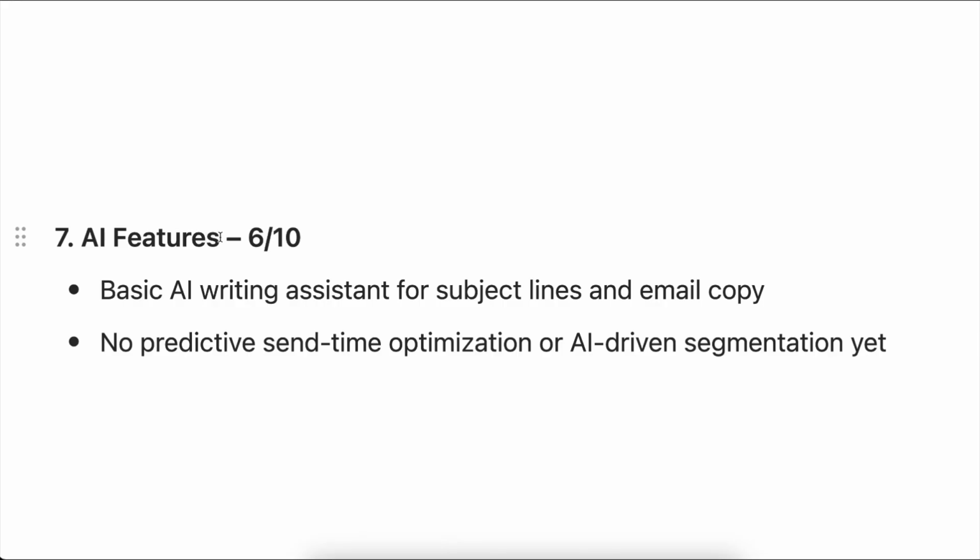When it comes to AI features, they have a basic AI writing assistant for subject lines and email copy, and I'll talk about something else when it comes to AI that's related to this within the specific features section. But other than that, no predictive send time optimization, no AI-driven segmentation yet, no automations. So some of these things other email marketing softwares already have, so it's just a 6 out of 10.